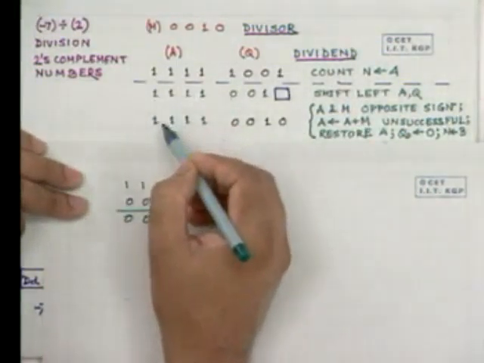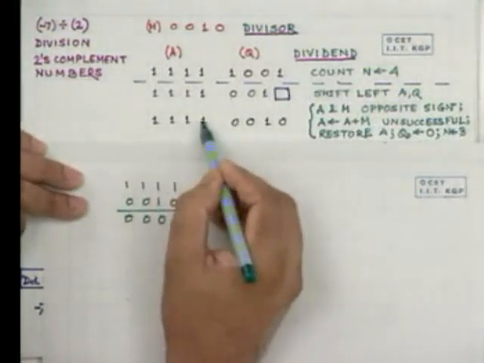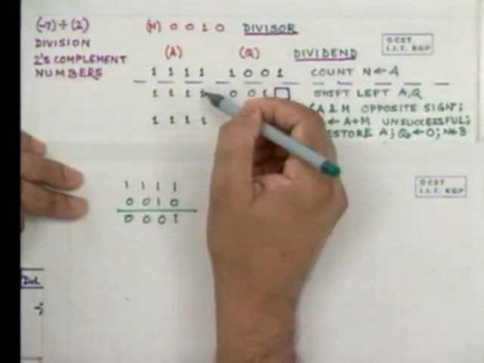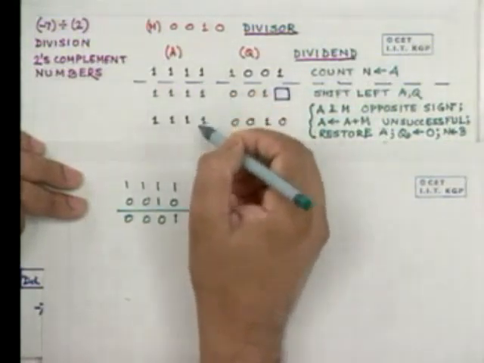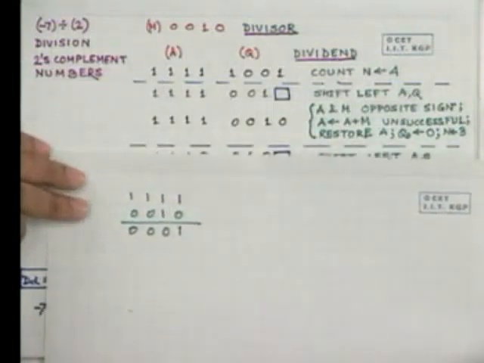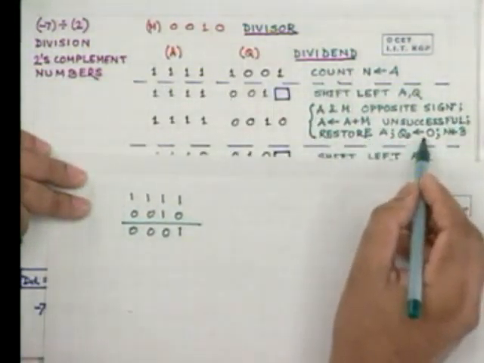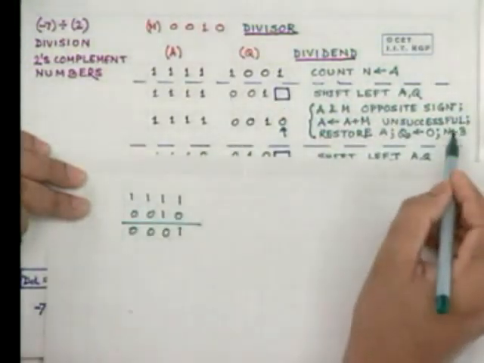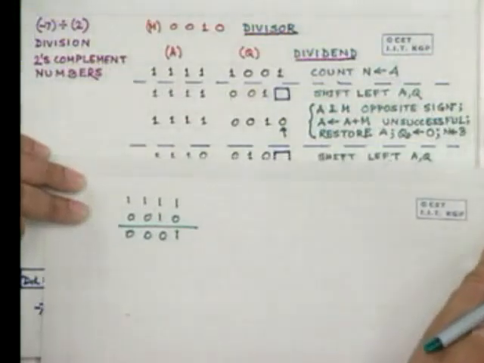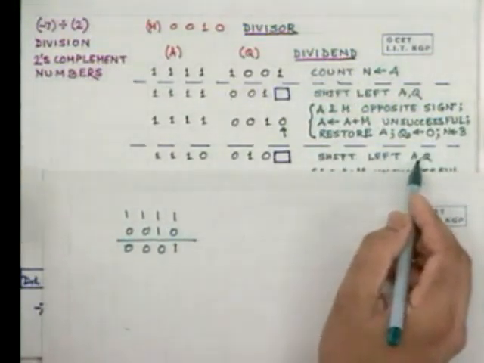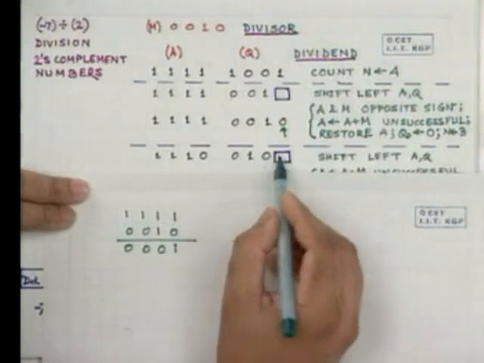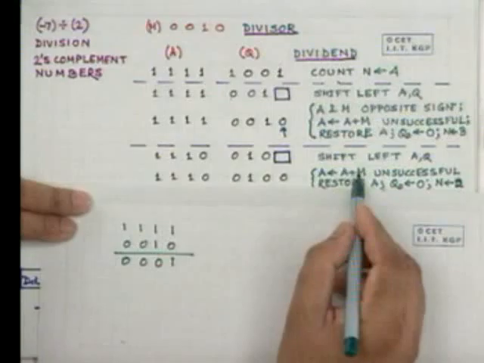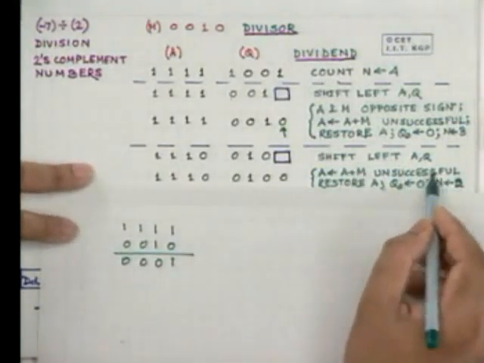That means 1, 1, 1, 1 is put back into the A register by putting back the original values into the A register. And we put 0 into Q0 here, and N is reduced to 3. Now, once more we shift left A and Q. If we shift left, we get this. Q0 has to be decided now. Once more we do A equal to A plus M, and we find that it is unsuccessful once more.